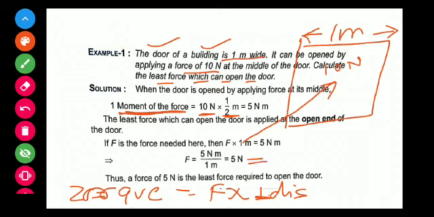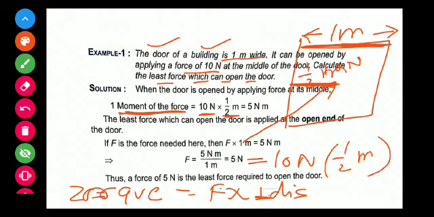So what is the force? Force is 10 Newton. What is the perpendicular distance? This total distance is 1 meter and we apply a force at the middle. At the middle means this distance is 1 by 2 meter.